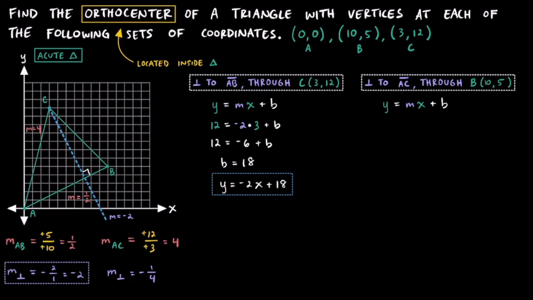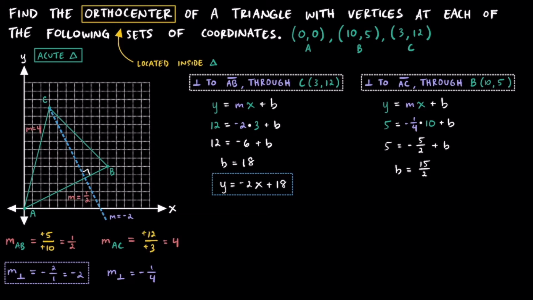We'll go ahead and find the equation of the altitude that's perpendicular to segment AC and goes through vertex B at (10, 5). Again, I'll use slope-intercept form, and substituting in, we can write 5 is equal to -1/4 times 10 plus b. Multiplying -1/4 and 10 together, we can write 5 is equal to -5/2 plus b, and adding 5/2 to both sides, we find out that b is equal to 15/2.